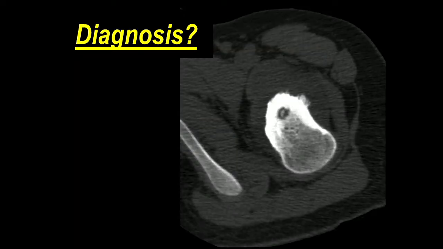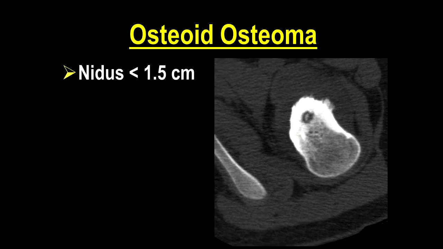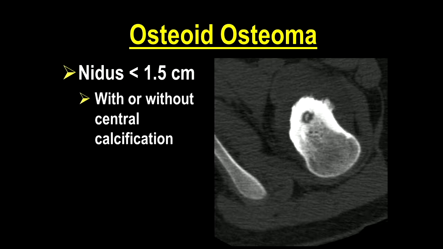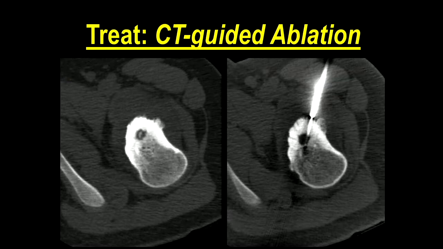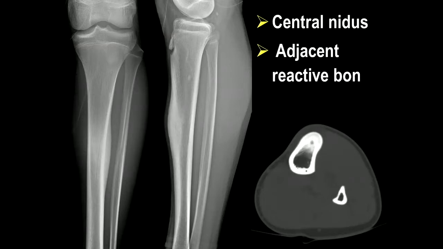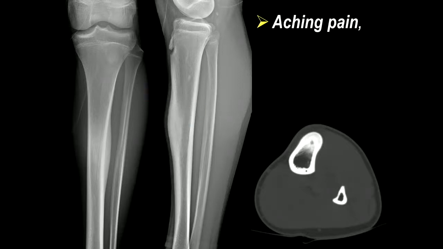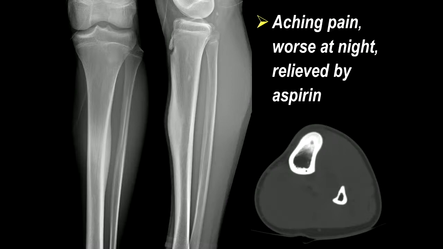Well, this is a case of an osteoid osteoma. Note that the nidus, by definition, measures less than 1.5 cm, may or may not have an area of central calcification, and is commonly surrounded by dense reactive bone. These may be treated by CT-guided ablation, as was done here effectively. The classic history is that the central nidus has adjacent reactive bone, both on radiography and on CT, like we see here, with aching pain, worse at night, relieved by aspirin.